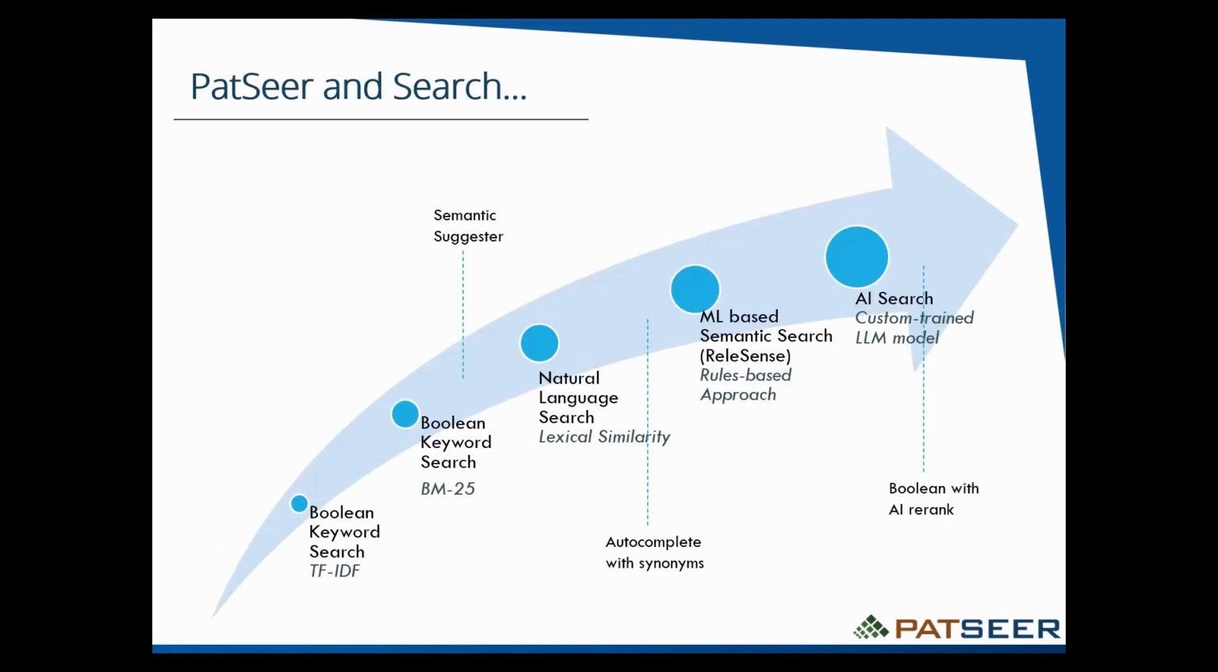Before going into the AI-based search, let's take a quick look at how search has evolved within the PatSeer platform. Being a professional search platform, we started off with Boolean-based searching, and our initial search relevance, or the logic that decides how the search results are placed against your input Boolean query, was based on the TF-IDF algorithm. TF-IDF stands for term frequency, inverse document frequency, and in very simple terms, the algorithm rewards documents that have higher term frequency and penalizes those words that come across a large number of documents.